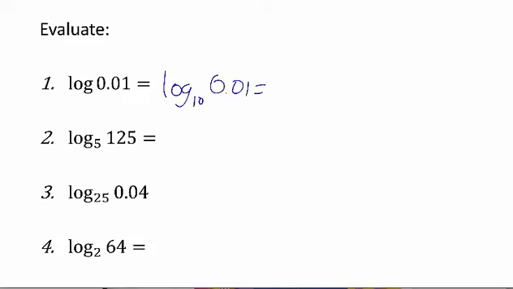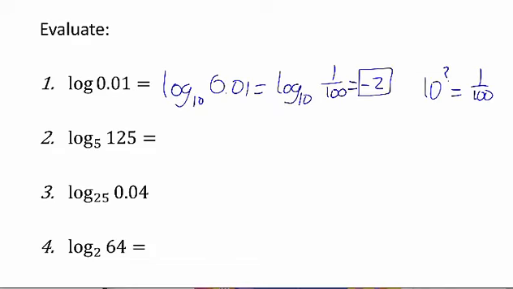Now I'm going to translate that back into a fraction. So 0.01, that's 1 over 100. Now this is the first time we've had to solve for a problem like this. We really need to ask ourselves, 10 to what power equals 1 over 100? And in that case, it's negative 2. So our final answer is just negative 2. So we're essentially solving for that missing exponent.